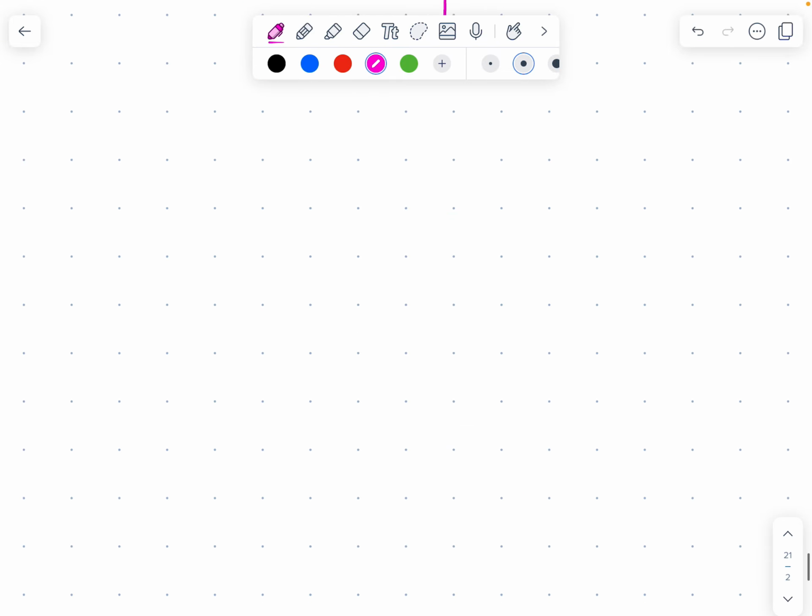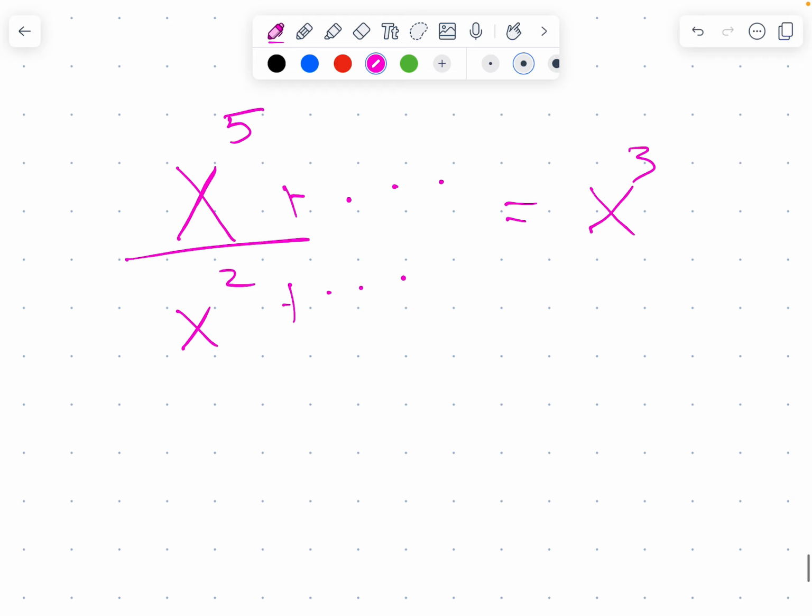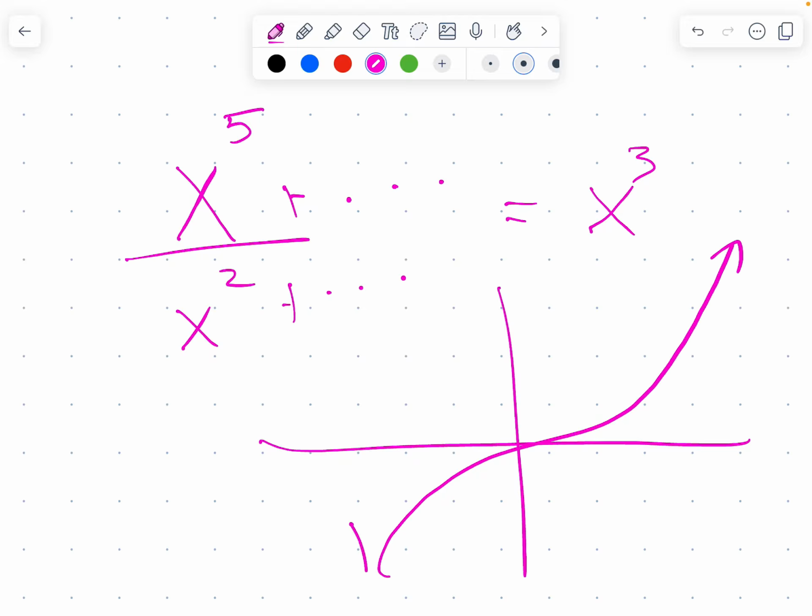Okay, so if the power on the top is bigger, like let's say this is x to the 5th plus blah, blah, blah. On the bottom, let's say this is x to the 2nd plus blah, blah, blah. Overall, this is x cubed, and we remember that x cubed graphs behave like this. So the end behavior means as you go right, it'll approach infinity. As you go left, it'll approach negative infinity.